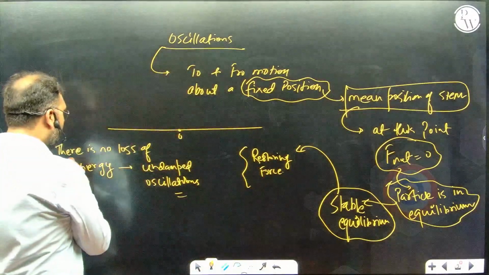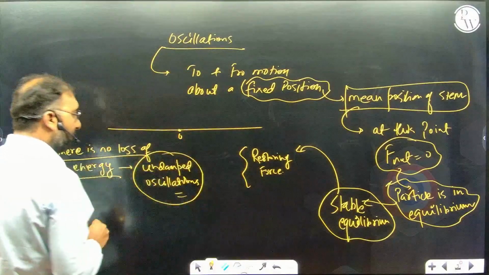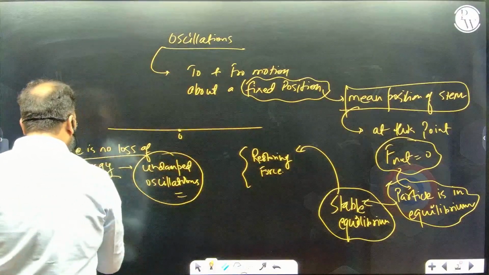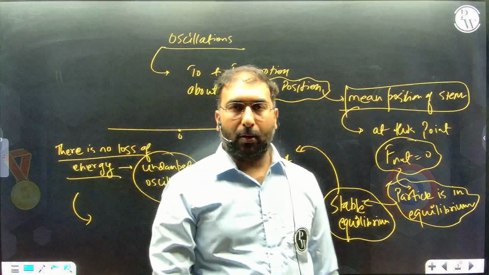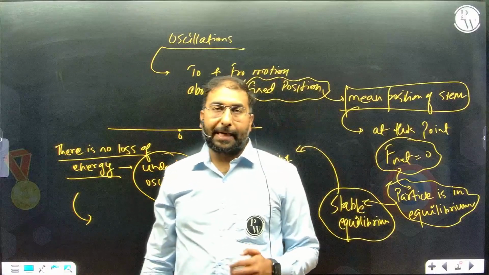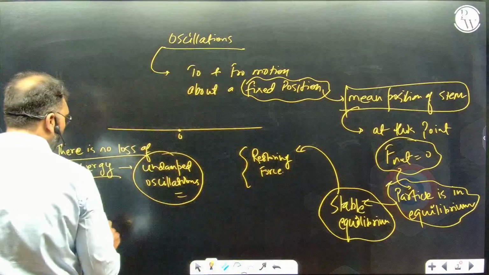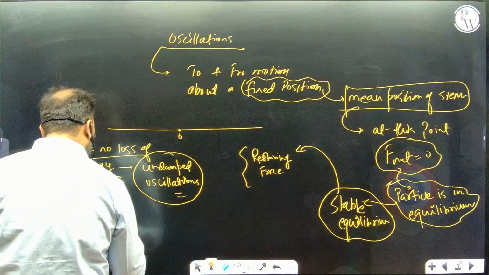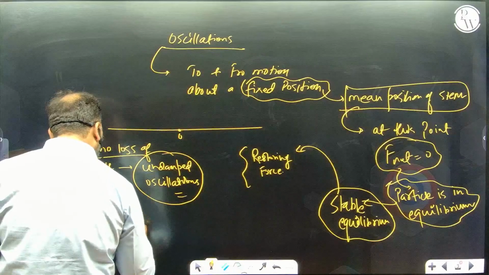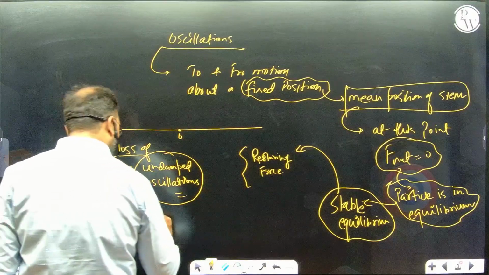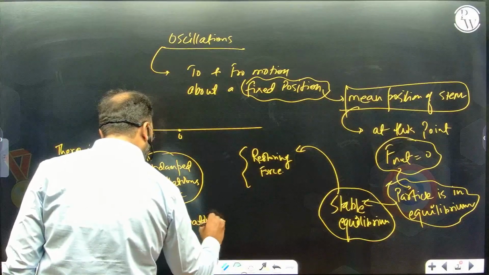So in undamped oscillation, there is no loss of energy, and we are talking about undamped oscillation. So when there is no loss of energy, I can understand that we have a very important concept that we can use. That is, we can use the concept of energy conservation. So if there is no loss of energy, we are talking about undamped oscillation. I'll be using the concept of energy conservation. I'll be using mechanical energy conservation, okay? The summation of kinetic energy and potential energy should be constant throughout.